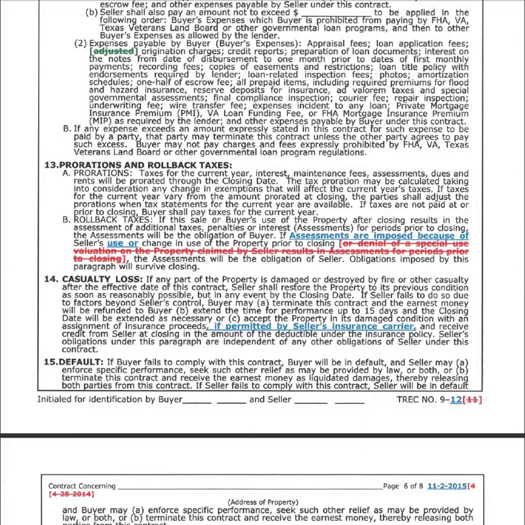The other three contracts that we'll actually touch on right now are the new home contract with incomplete construction or completed construction, as well as the farm and ranch contract.